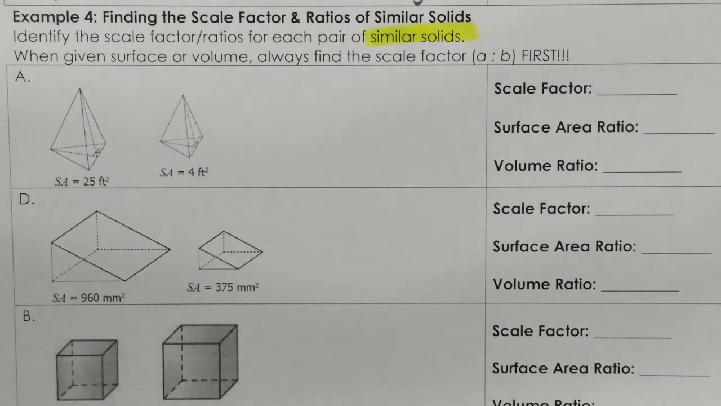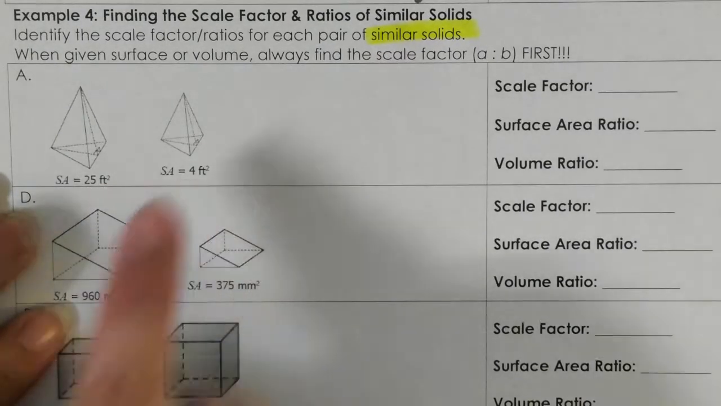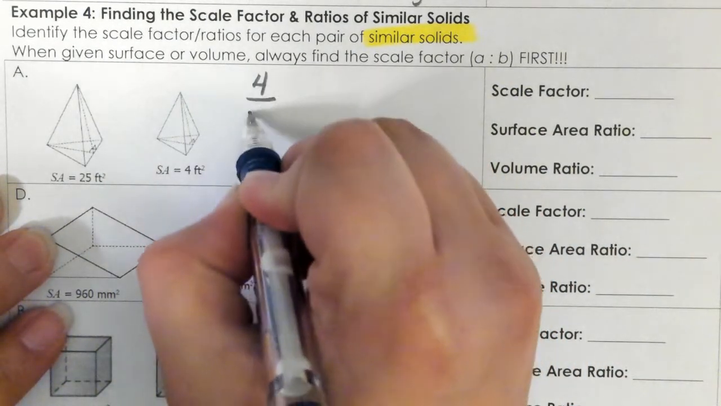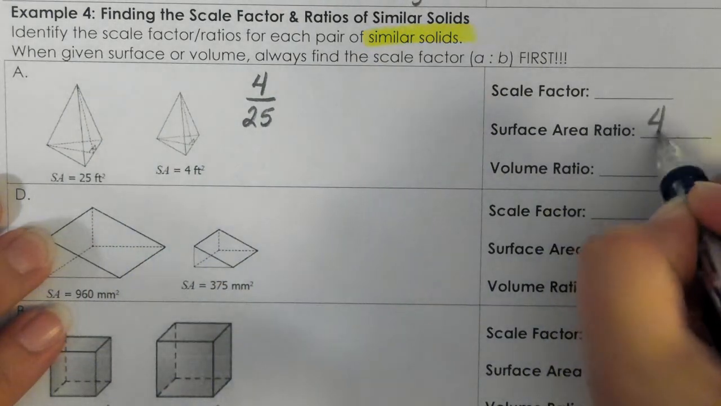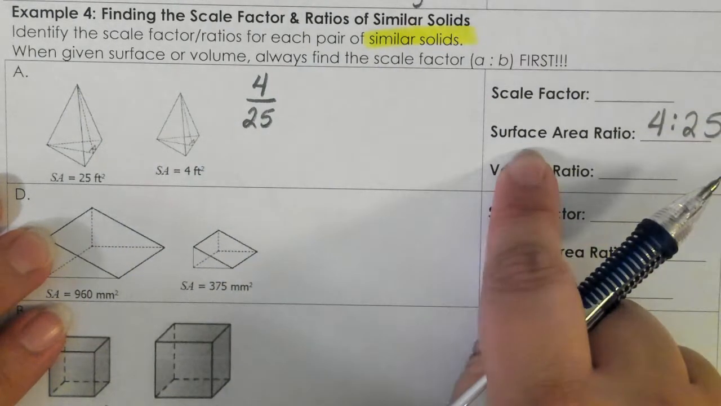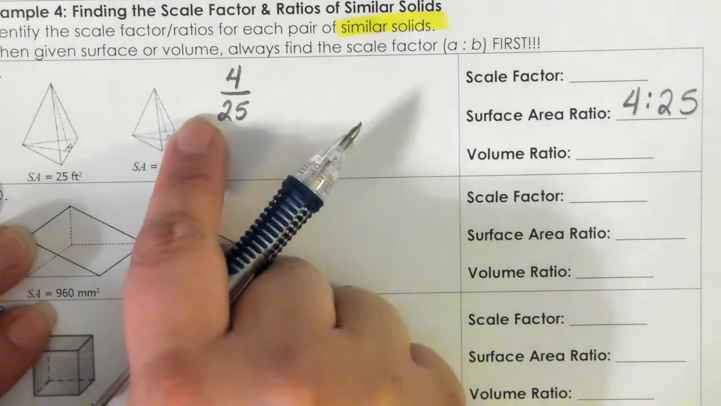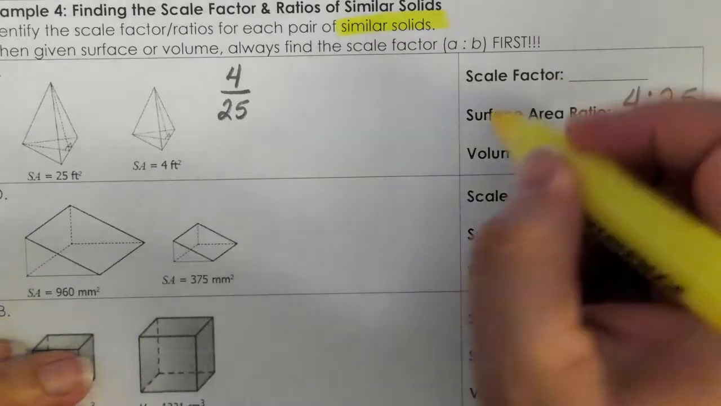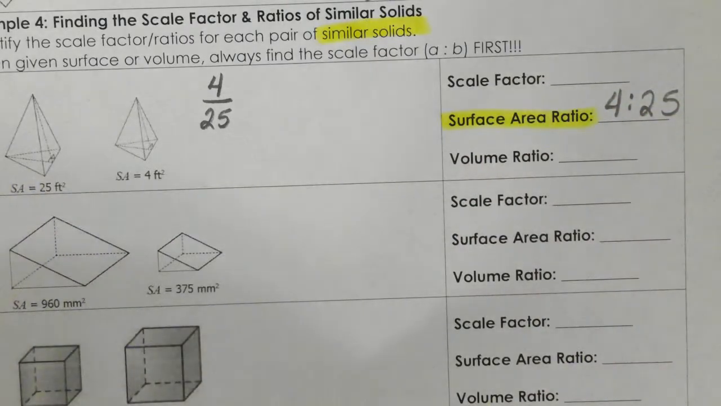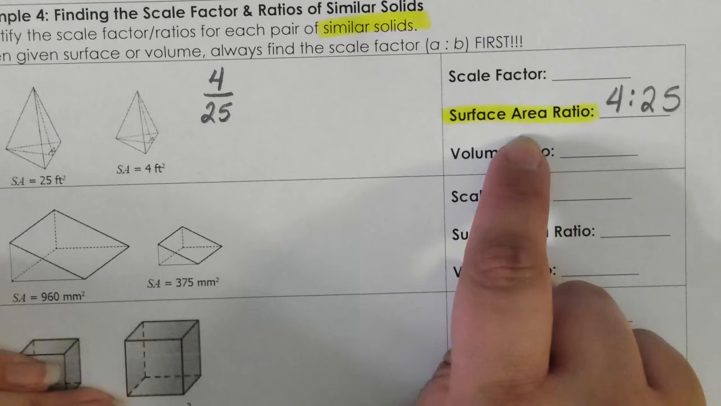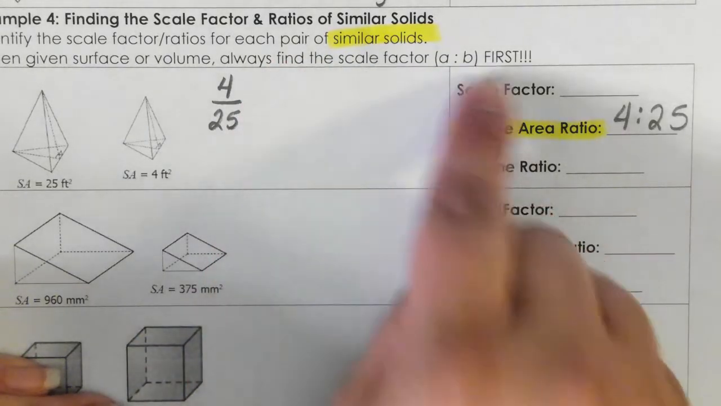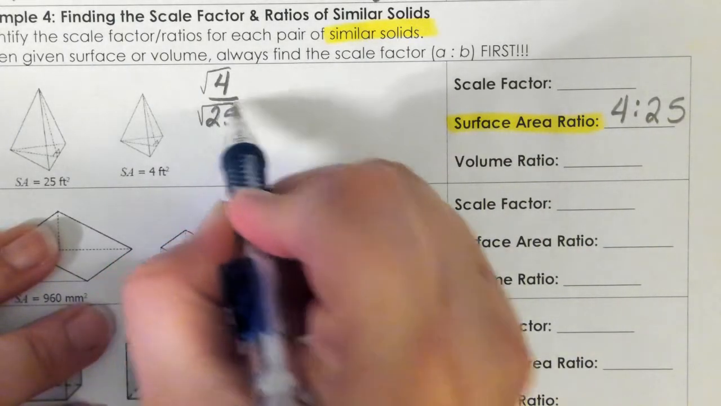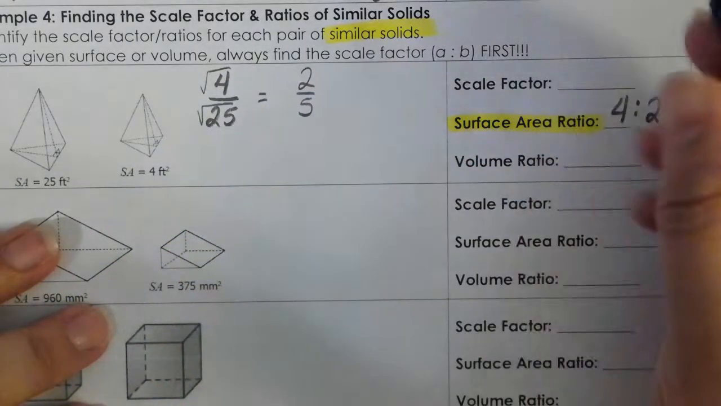Okay, so here we're given the area, 25 and 4. And these are perfect squares. Okay, so I'm going to say 4/25. That is my surface area, and I can say that because these are already perfect squares. So this is what I was given first. Once I have the given, it says find the scale factor first. So now, to go backwards, I square root. So that would be 2/5.